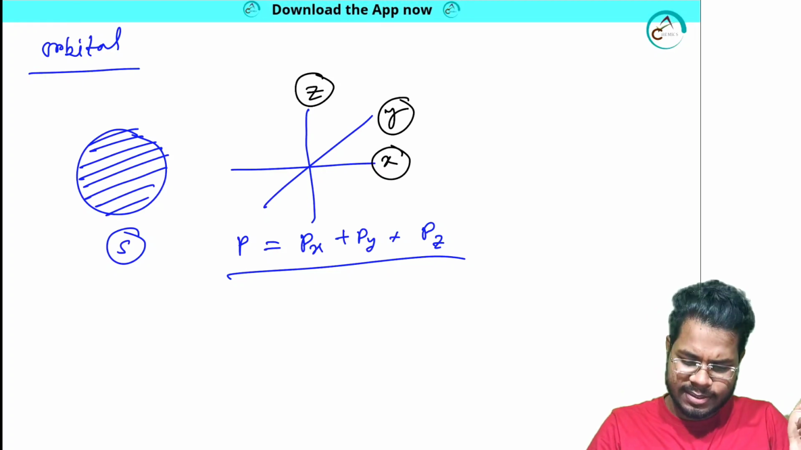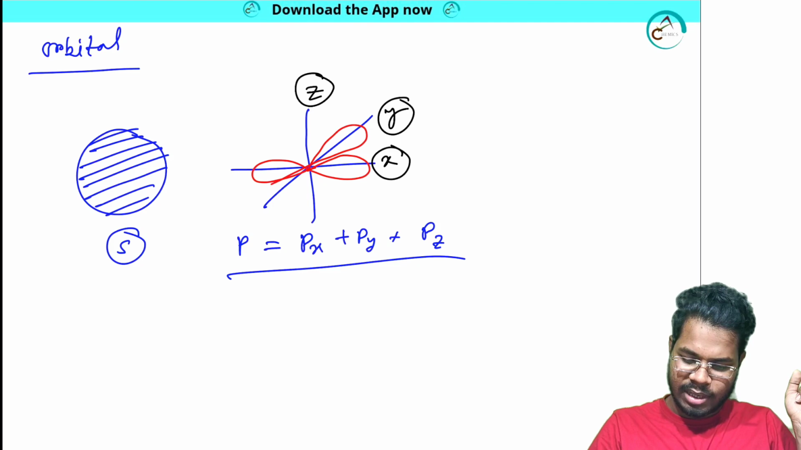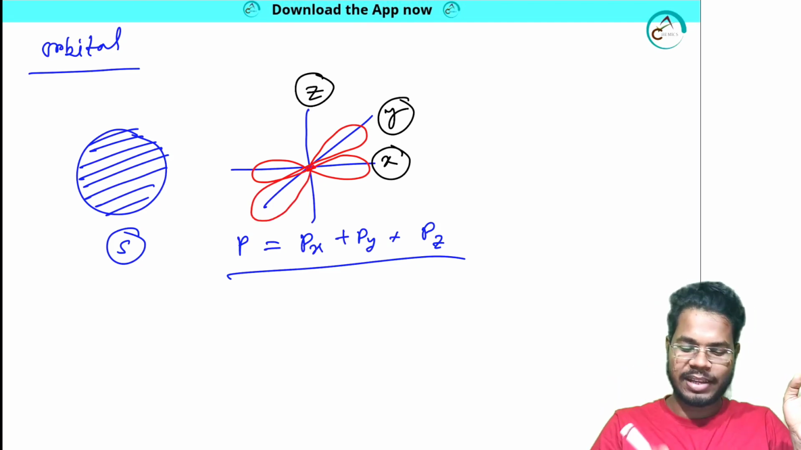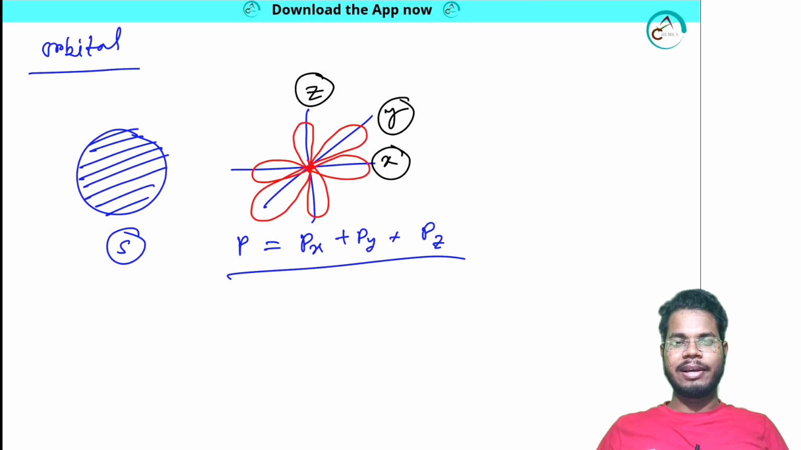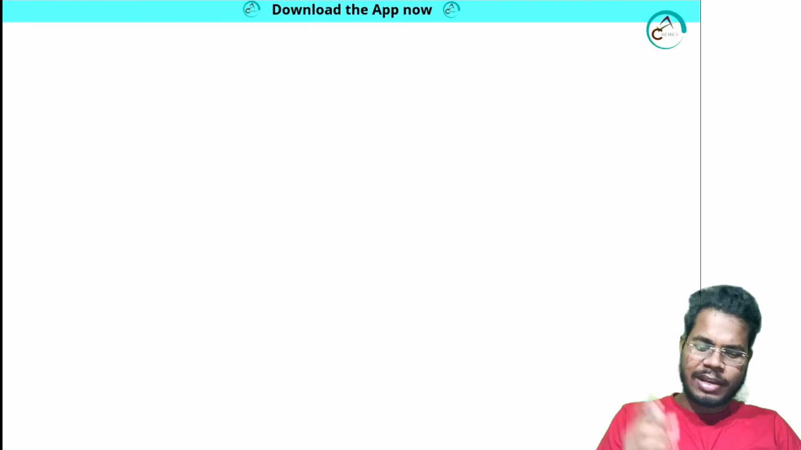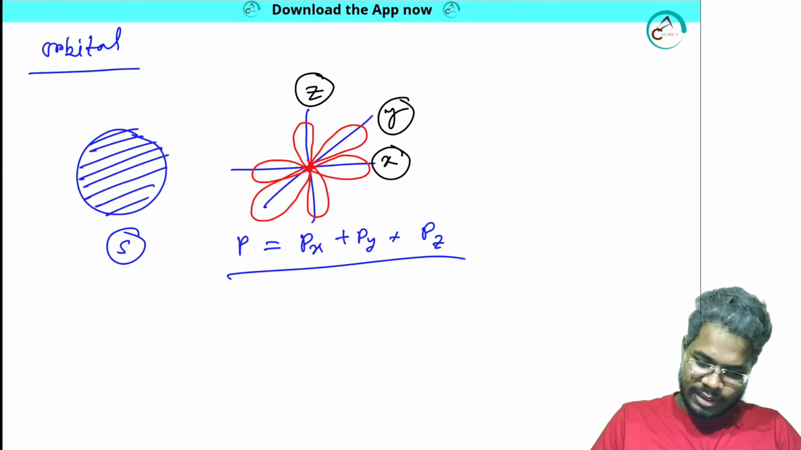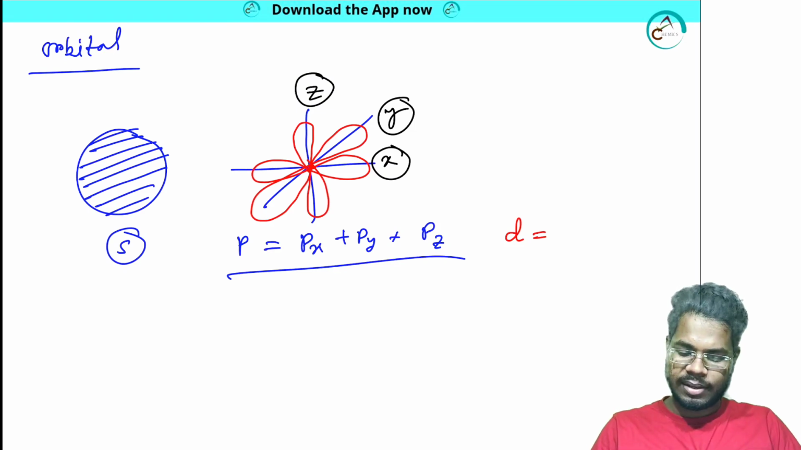When you consider px, it will be like that, very simple. You know all this, but I told you that I will teach you something new, and this is dz. You are familiar with this kind of system. Now let me come to the d orbital. And you know how many d orbitals are there?